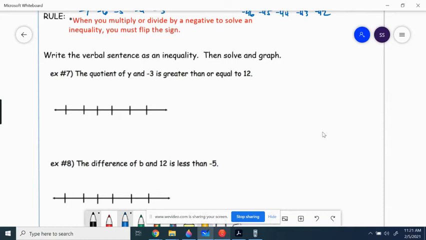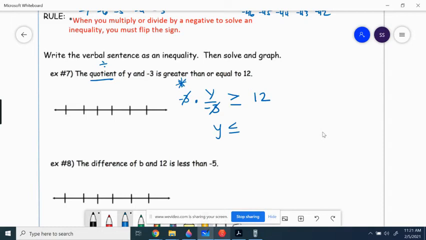Okay, so quotient means divide. So the quotient of y and negative 3 is greater than or equal to 12. Looks right to me. So now we need to undo this division. So I need to multiply by negative 3. Now, if I multiply, I'm going to put a little asterisk there. If I multiply by a negative to solve, I need to switch the sign.